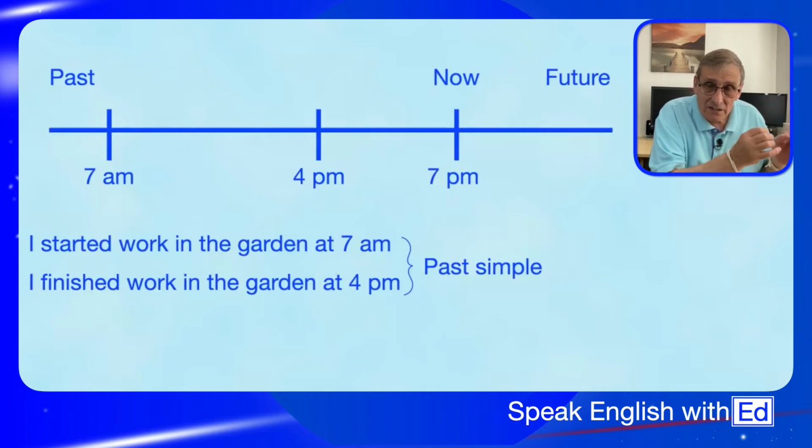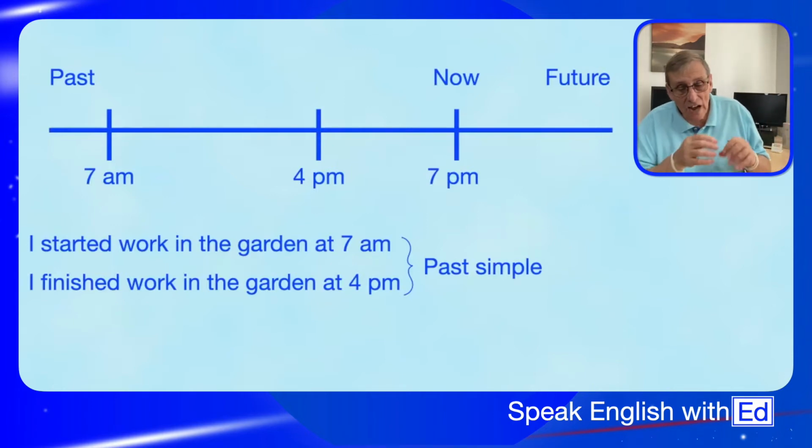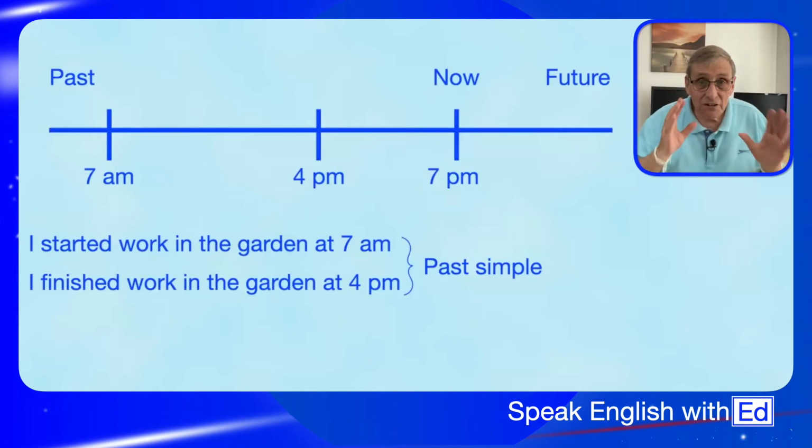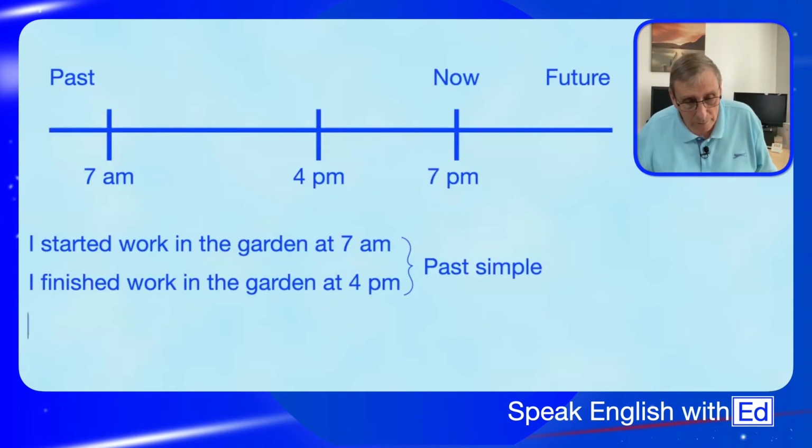I started. The past tense of start is started. Same with finish. I finished work in the garden at 4 p.m. because we're talking about a specific time, and this is the past simple.